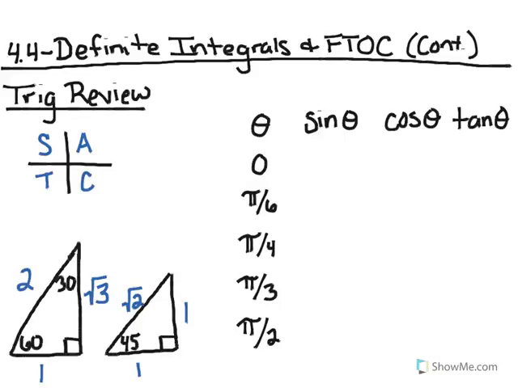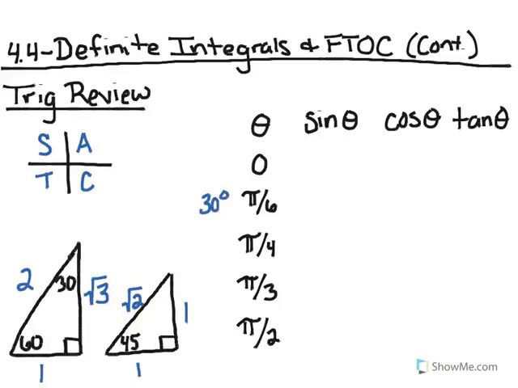You are going to be responsible for being able to do trig exact values for the reciprocal functions as well: cosecant, secant, and cotangent. Okay, so let's start with the pi over 6. We'll go back in and fill in the zeros in a minute. So pi over 6 is the same as 30 degrees.